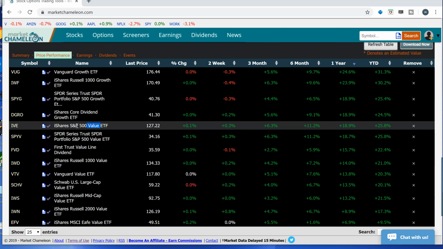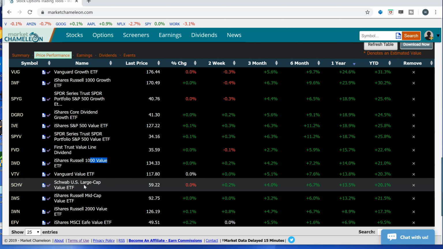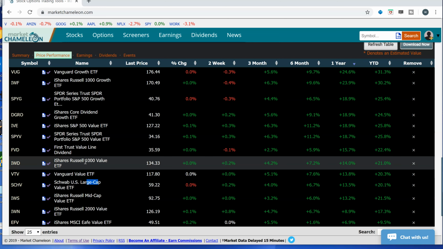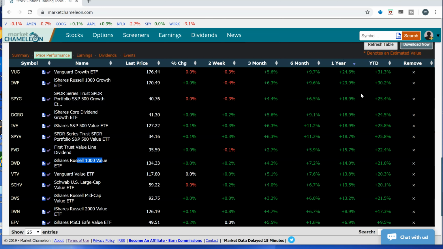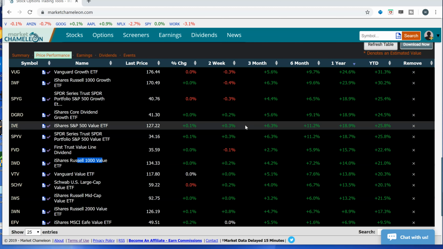And it kind of gives you an idea here. I have a couple different value ETFs and a couple different growth ETFs, mid cap, large cap, Russell 1000 value. And this way you get kind of an overall picture how each of them performed relative to each other.